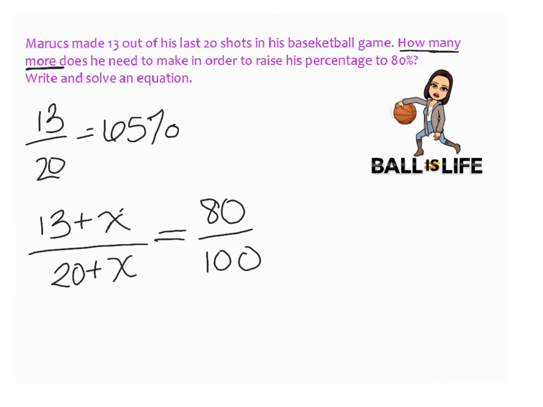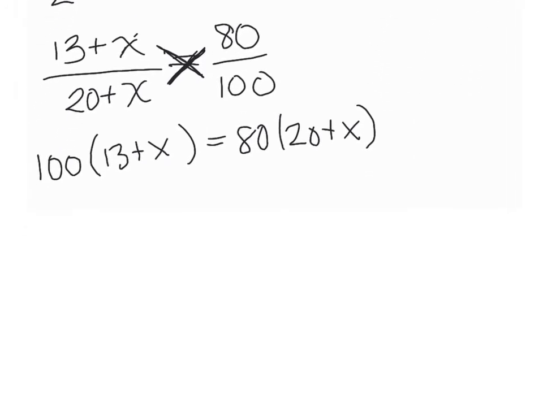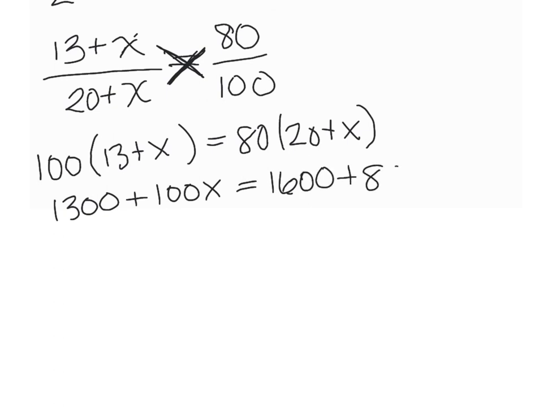And I want to write 80% as a fraction because I like that. And this is how I would write it. You can write 0.8. You could write 8 over 10. But this one is different because I don't have to come up with a common denominator as much as I can just cross multiply. And this is something you guys already know how to do. So when I cross multiply, I'm going to set it up like this. And then I'm going to distribute. So I get 1300 plus 100x equals 80 times 20 is 1600 plus 80x.